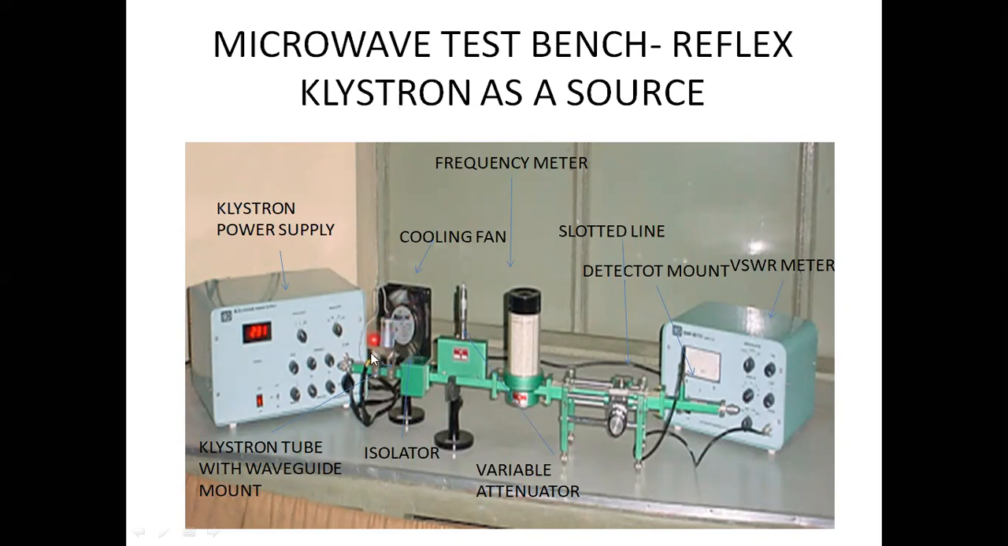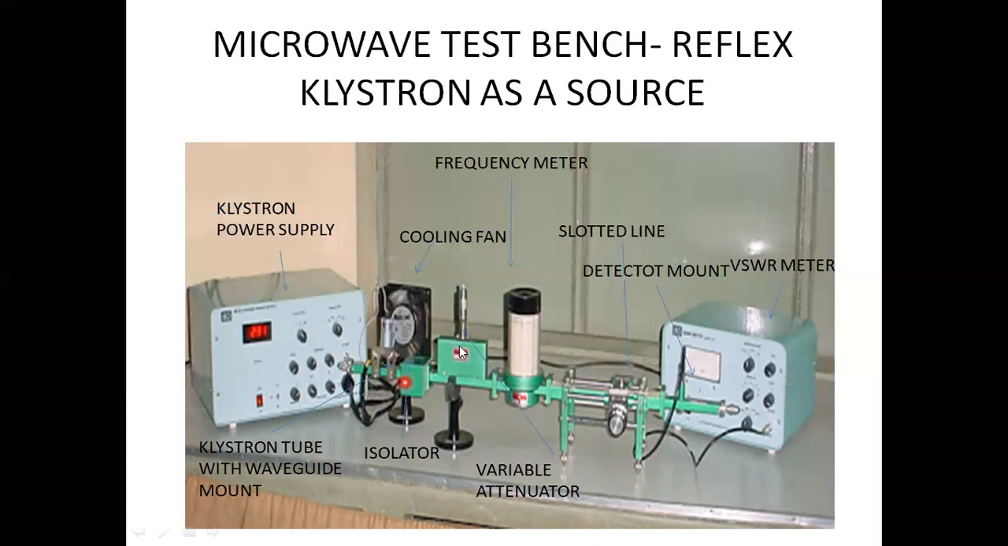Once the energy is coupled with the waveguide, the next element is the isolator. The main function of the isolator is to allow the power in only one direction, from this side to this side. Due to any impedance mismatch or loosely coupled element, the reflection will go back to the source and affect it. This is avoided by the isolator. The isolator allows the energy flow only in the forward direction, and in the reverse direction it completely absorbs the power. So it is called an isolator or uniline.